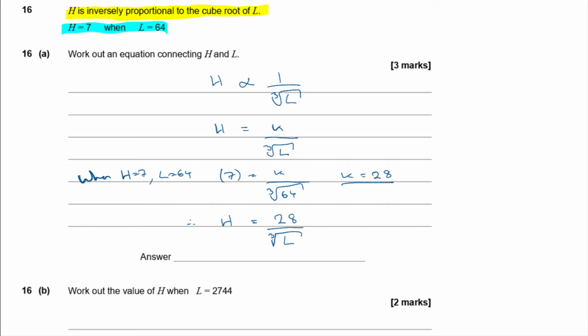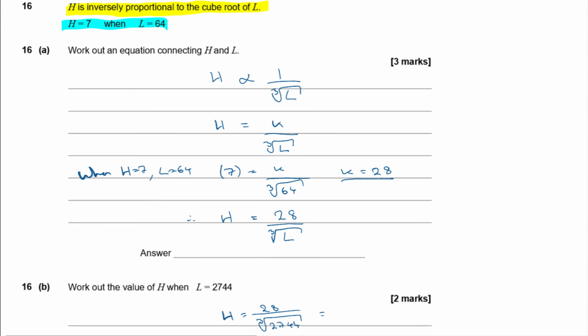Okay, and then work out the value of H when L is 2744. Well, that's fairly simple then. It's just about subbing that value of L into our formula. So 28 divided by the cube root of 2744. It's a matter of tapping that into the calculator now. So 28 divided by the cube root of 2744. Oh, that comes out to be 2.